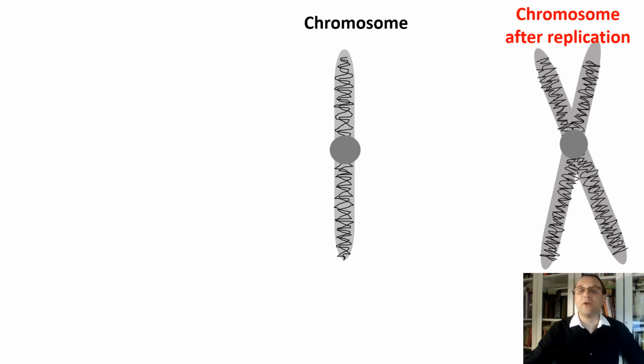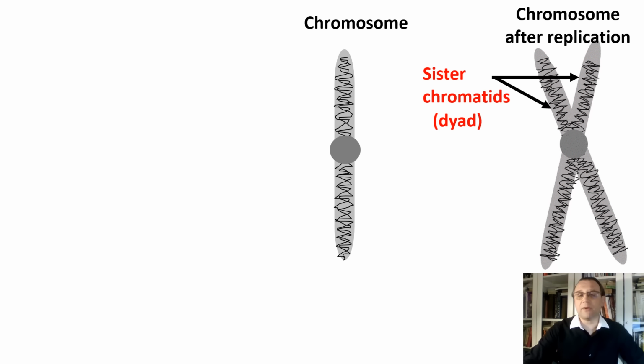You see, genetic material has to double before cell division occurs. A chromosome after replication consists of two sister chromatids, the identical copies formed by DNA replication of a chromosome. A sister chromatid may also be said to be one half of the duplicated chromosome. A pair of sister chromatids is called a dyad.